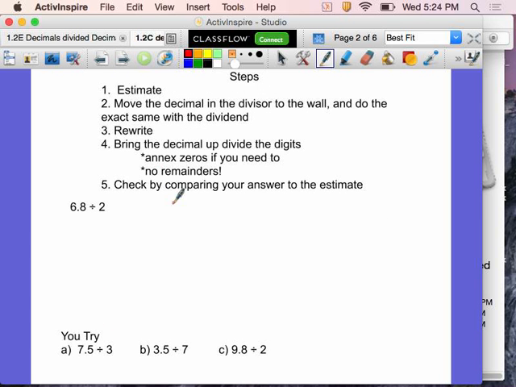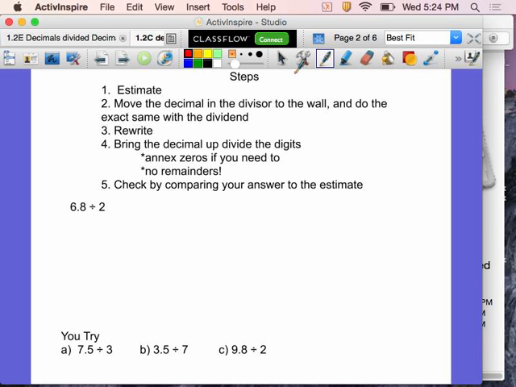Now if you want to grab your foldable and take some time to write down these steps. We're not going to use all of these today, but I'm going to have you write them all down today. So pause the video and write down the steps in your divisor tab. Okay, so the steps are: estimate, move the decimal in the divisor to the wall and do the exact same with the dividend, and rewrite. Steps 2 and 3 we'll do in the next lesson.